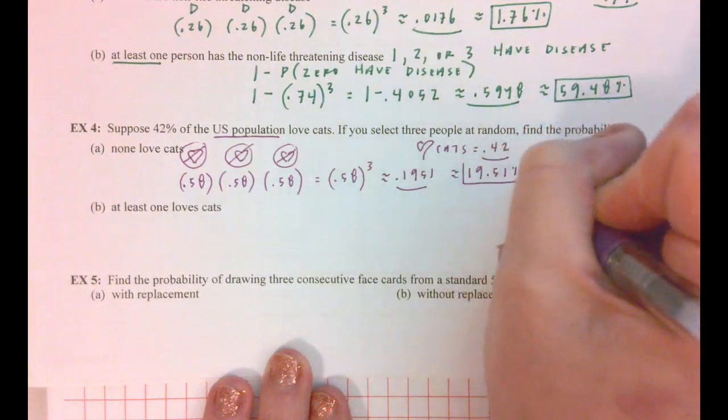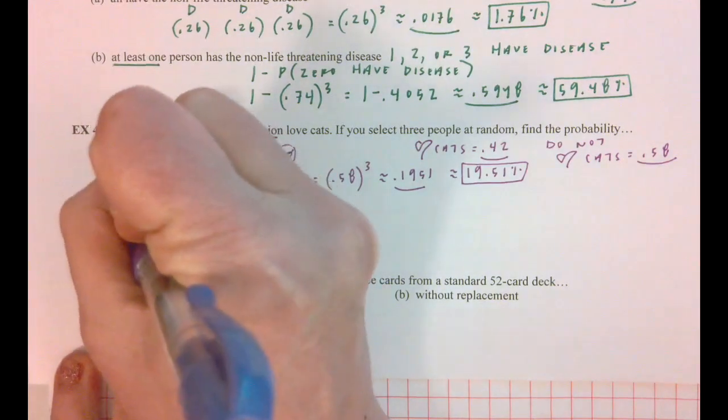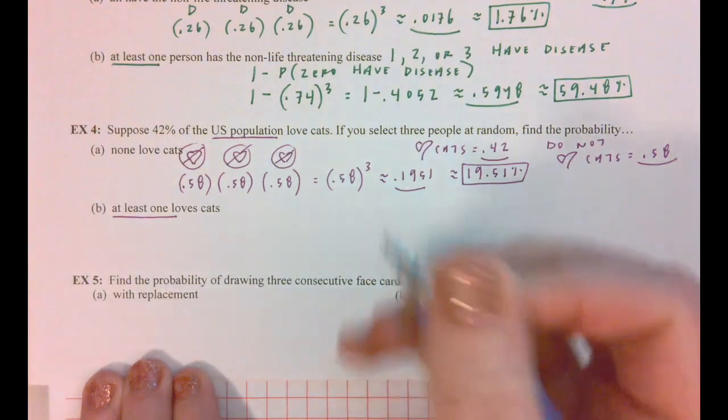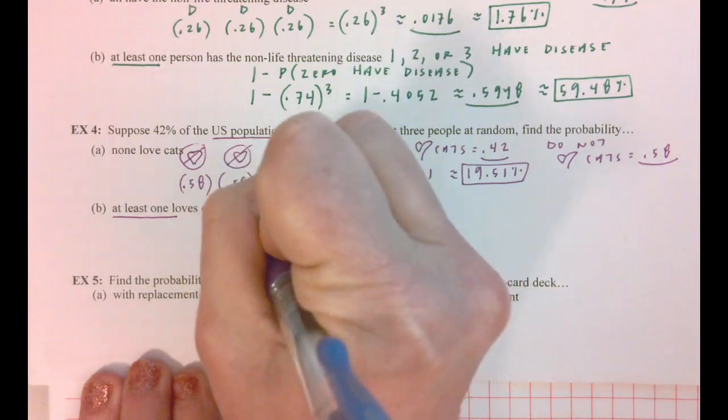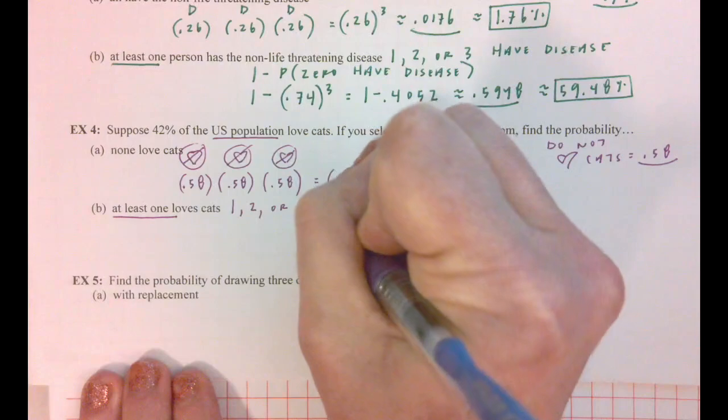19.51%. That would be my chance of all 3 having no love for cats. Okay, and then if I say here at least 1 loves cats, that means it could be exactly 1, 2, or 3 who love cats.